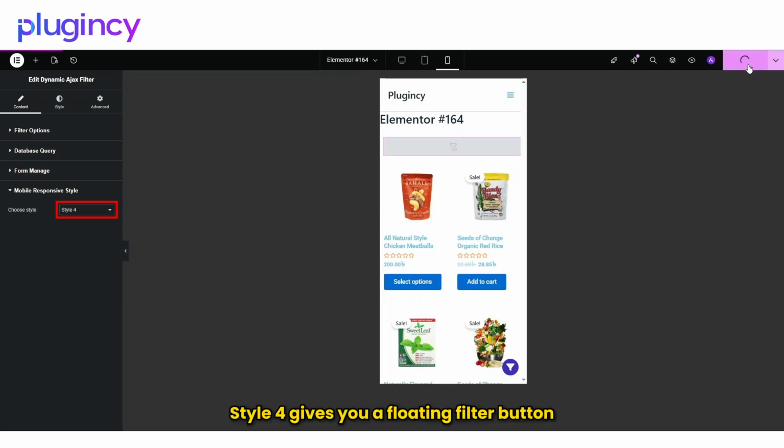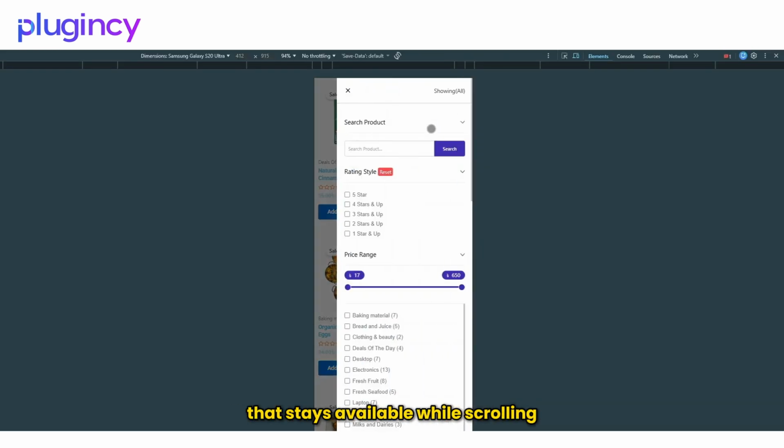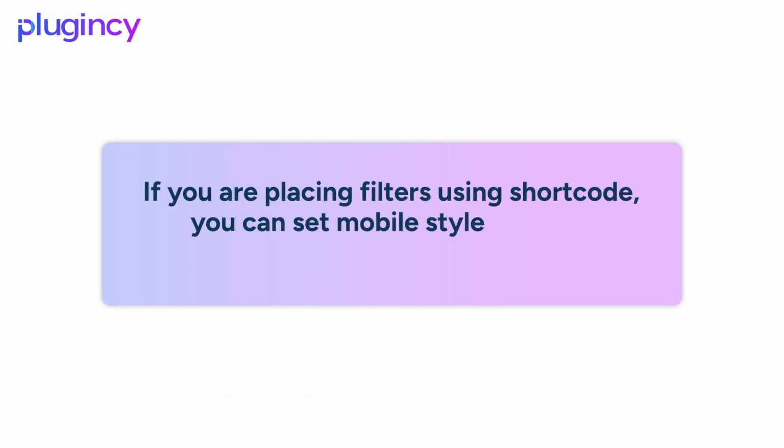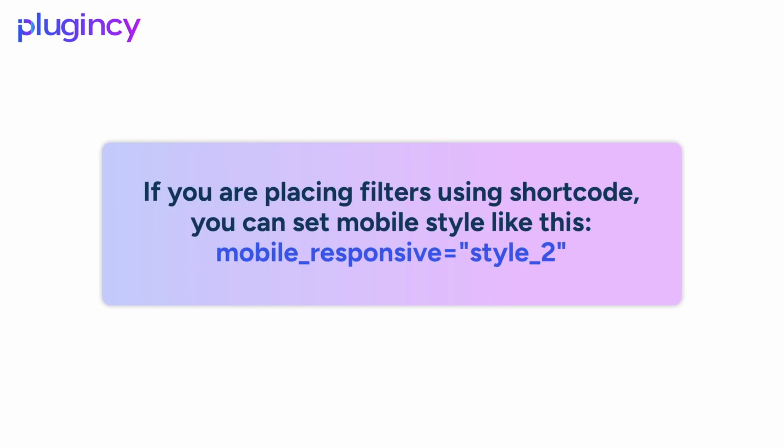Style 4 gives you a floating filter button that stays available while scrolling. Tap it and a full height side panel opens with the filters. If you are placing filters using shortcode, then you can set the mobile style like this.